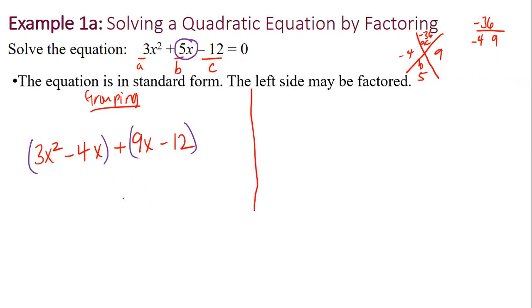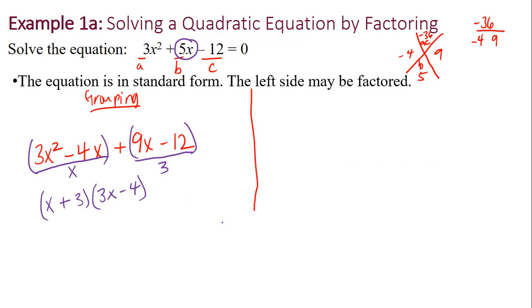All right, and so then in each group, you're going to find their GCF. What's the GCF between 3x squared and 4x? X. What's the GCF between 9x and 12? 3. You're going to take out the common factors. So when I take it out, I've taken out x and a positive 3. In each one, I should be left with the same value. I'm left with 3x minus 4. And that's factored with grouping.